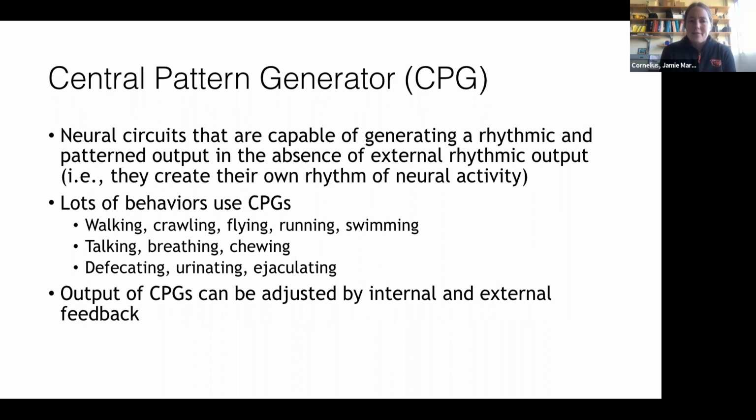There are lots of different behaviors that use CPGs. Just about all forms of locomotion do: walking, crawling, flying, running, swimming, talking, breathing, and chewing, defecating, urinating, and even ejaculating. All of those kinds of things, at least the underlying pattern, are generated by a central pattern generator in the central nervous system. But another feature of CPGs is that their output can be adjusted by internal and external feedback.